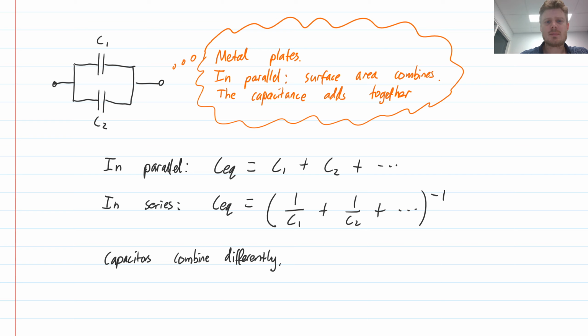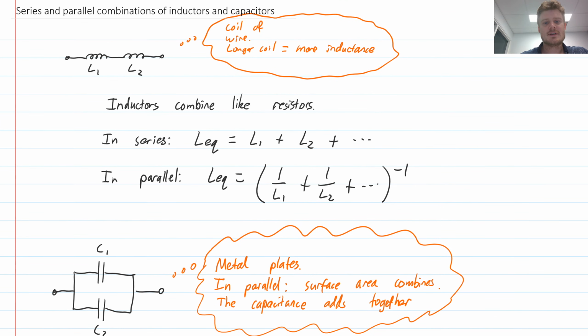And the way that you can remember it, the way I want you to think about it, is this idea: a capacitor consists of these two plates, and it's all about the surface area. So you've got in parallel, it's kind of the sum of the surface areas. So capacitors in parallel add up, whereas for inductors, it's a coil, and connecting two in series will give you more inductance. So that's kind of the shortcut way to remember which way around these elements actually combine.